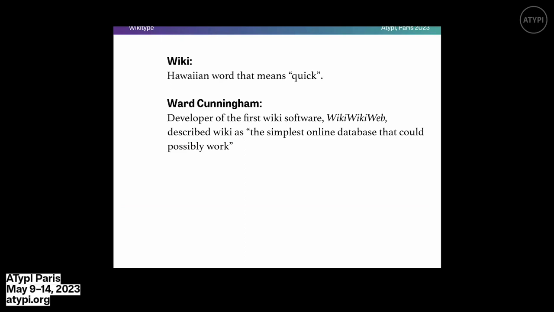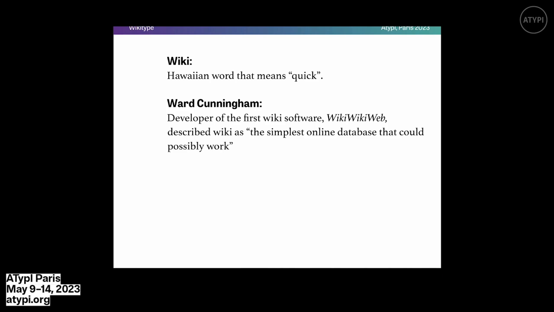Okay. So wiki is a Hawaiian word that means quick. Ward Cunningham, who was one of the first developers of this kind of online database, created the wiki web, and he described it as the simplest online database that could possibly work. So this might explain the name of Wikipedia and now Wikitype. And as I will be presenting, you will understand why I gave it this name.